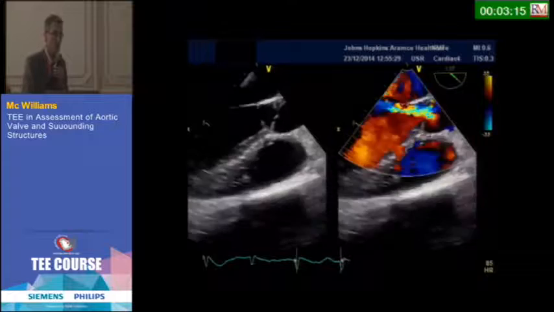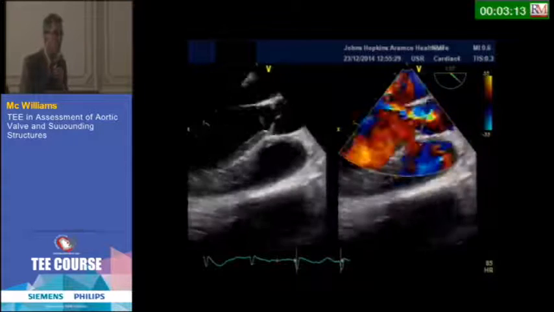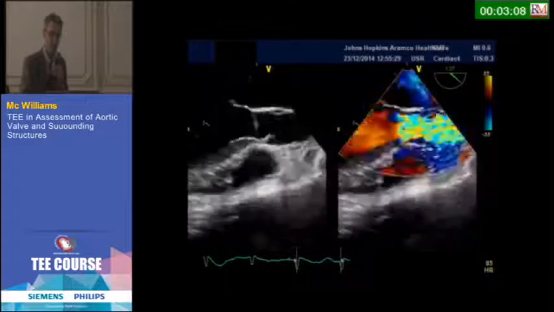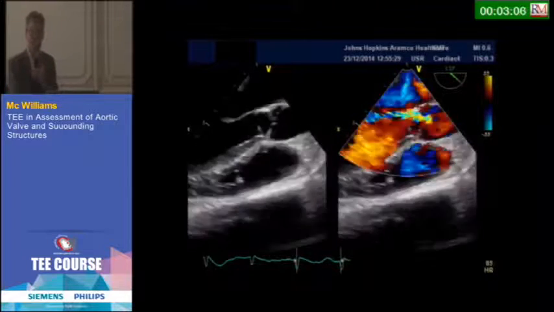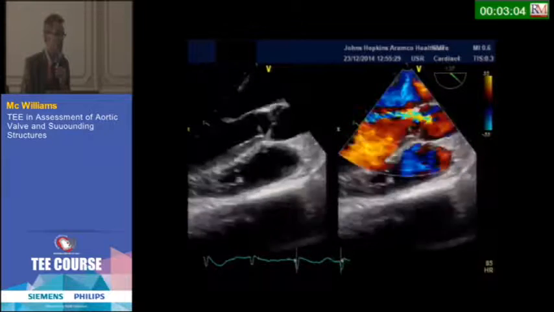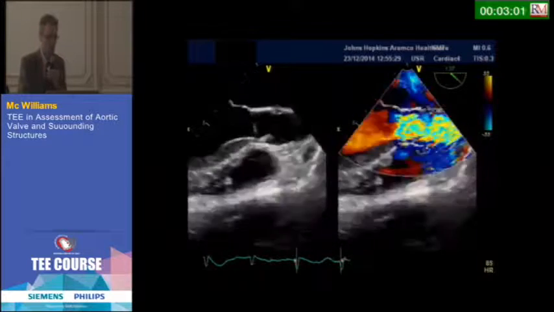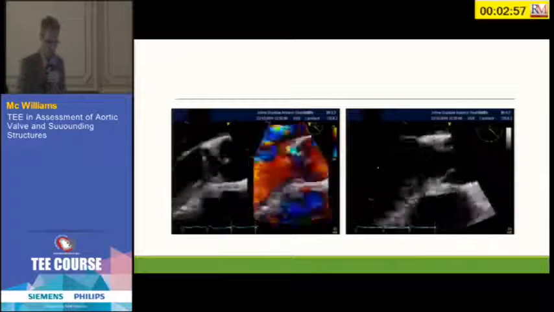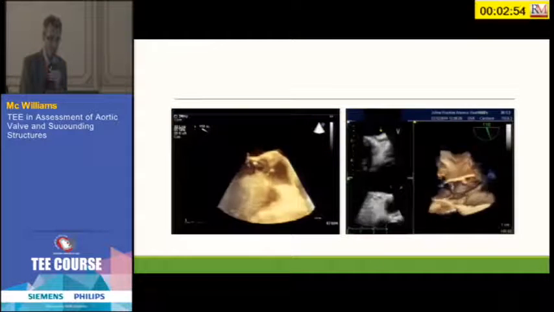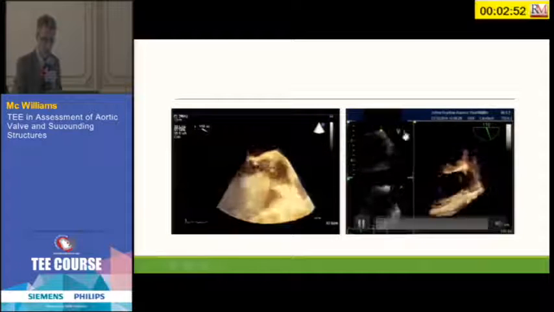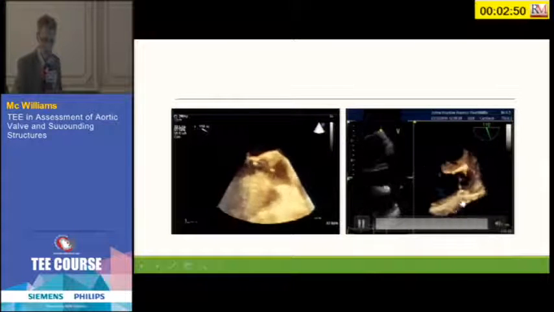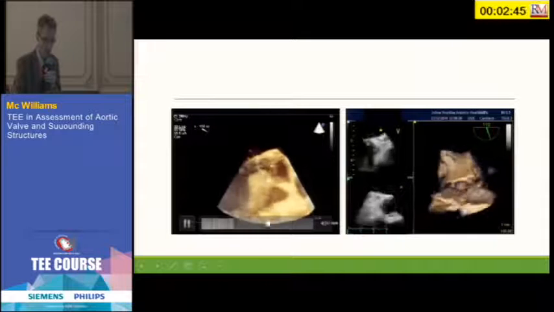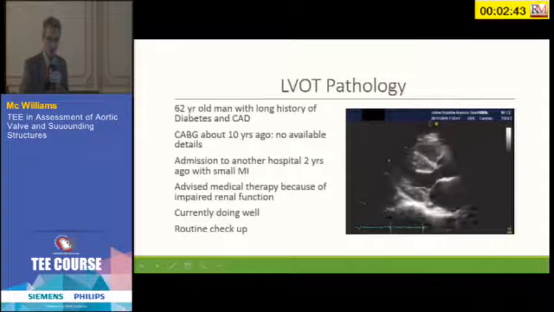Subaortic membrane. With a subaortic membrane, the patients will often have aortic valve regurgitation because there's a very high velocity jet hitting the underside of the aortic valve. And the aortic valve leaflets don't like that, and they often become regurgitant. And this patient had a subaortic membrane, you can see very nicely here. And that patient had successful resection of that subaortic membrane. This is just some 3D images here showing the membrane. And this is another patient with a subaortic membrane. You can see very nicely on 3D the membrane.